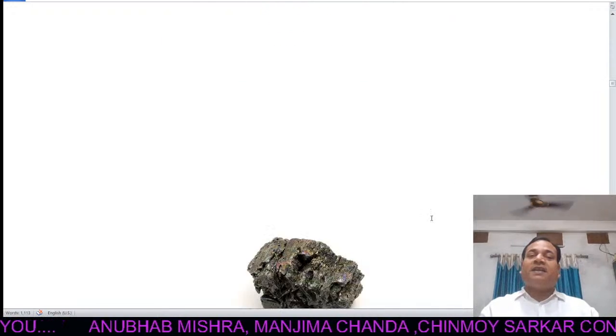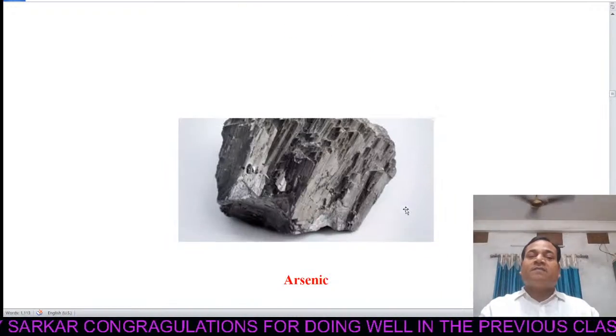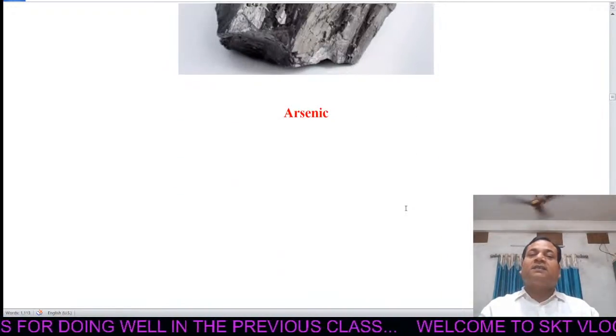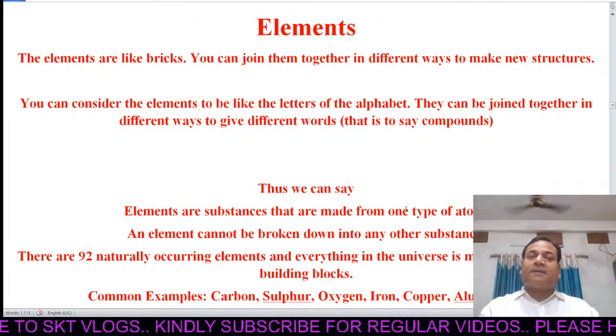Germanium, very nice pick up, germanium. Silicon, next arsenic. अगर वाटर में आर्सेनिक ज्यादा हो तो इम्प्योरिटीज बढ़ जाती है.